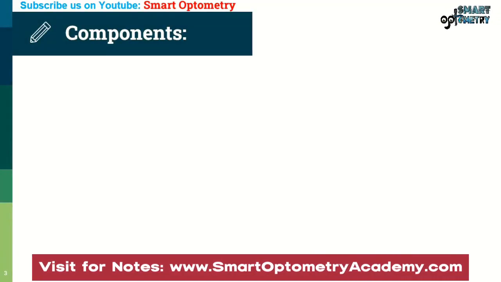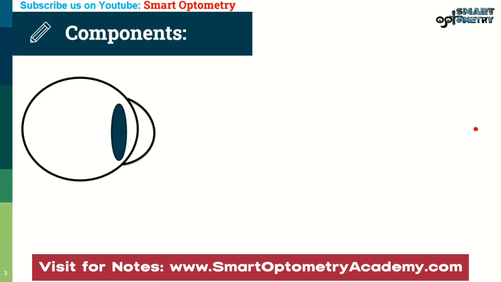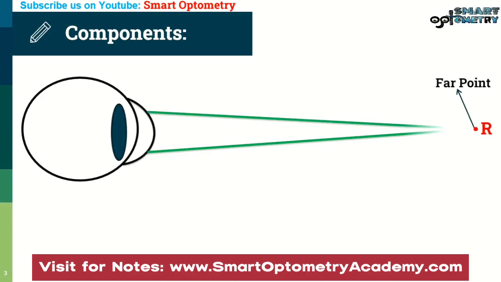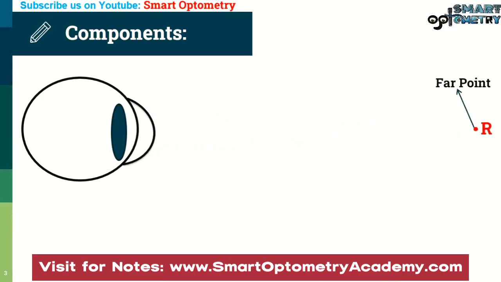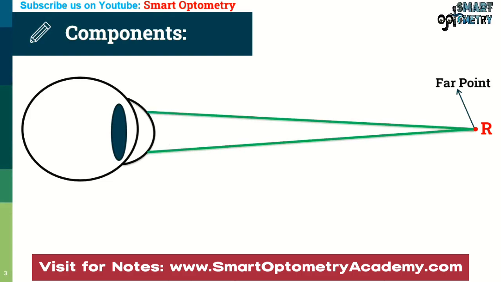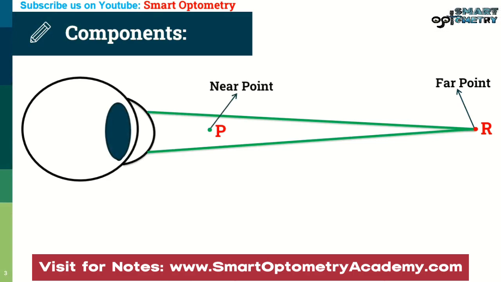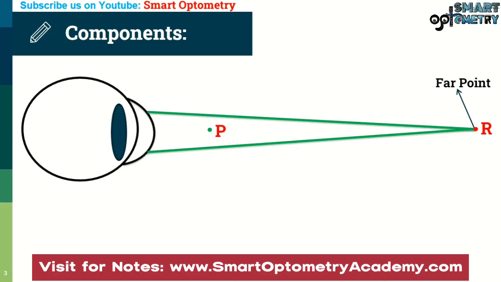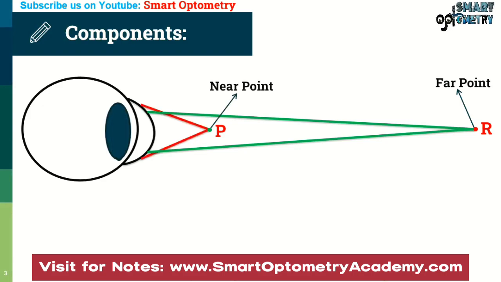Now let's see what are the components of accommodation. Far point. Far point is the position of an object when its image clearly falls on the retina with no accommodation. 6 meters to infinity is considered as far point. Near point of accommodation. The nearest point clearly seen with maximum accommodation is called near point. The near point of accommodation varies with age.